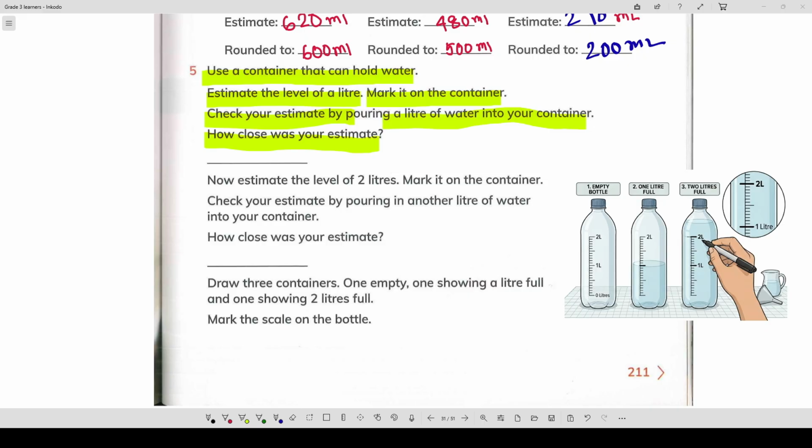Now look, clearly the first one is an empty bottle. The second one, we label a liter, it means 1 liter. And the third one, we use 2 liters. Okay, so once we compare, we can easily understand the first one is an empty bottle, the second one is 1 liter full, and the third one is 2 liters full.